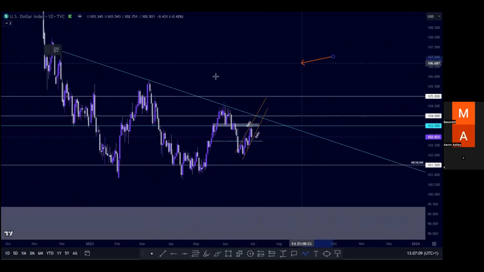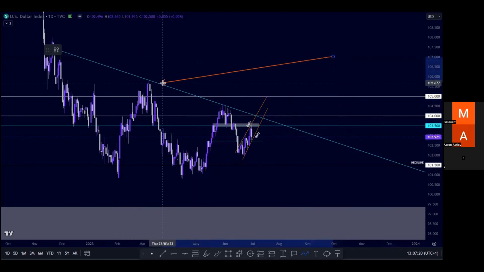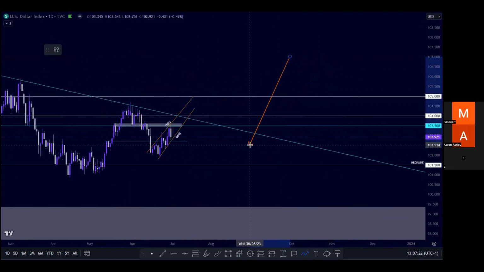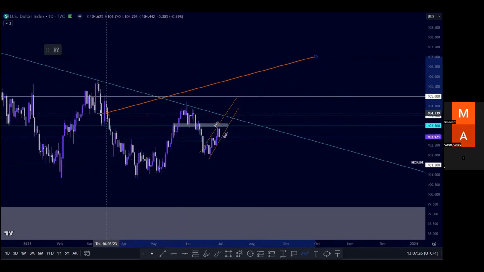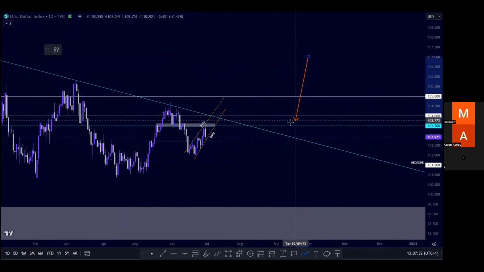So price came up, gave us the top of this trend line, came back down towards the area we've been mentioning, 101,500, which is all within this falling triangle. So price could be coming back up to retest this area around 104, which is an area of supply and demand. And it's also, if price respects this trend line, falling down.